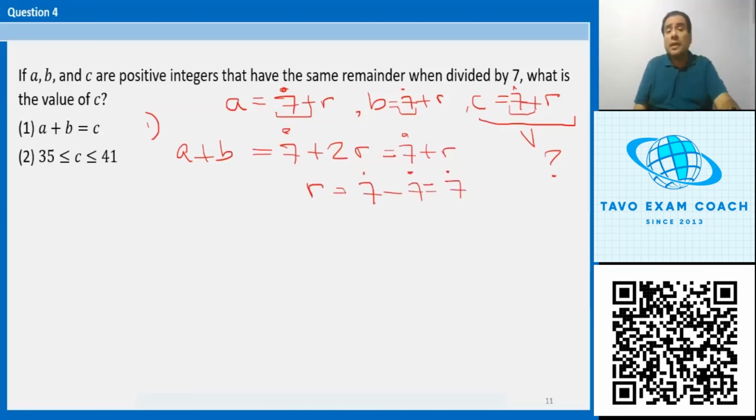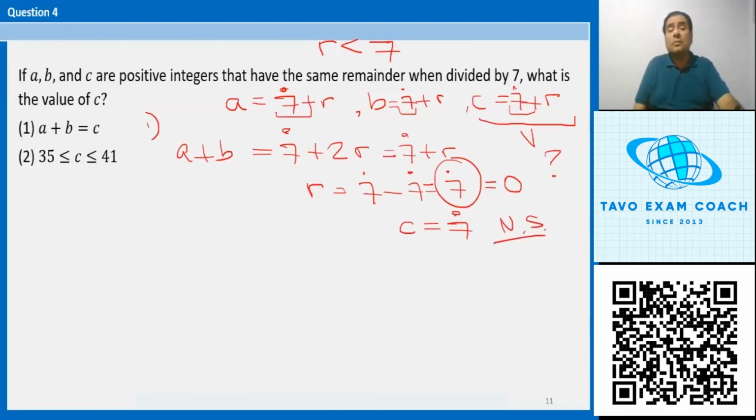But you know that the definition of remainder is a number that is less than 7. So for a multiple of 7 that is less than 7, the only possible value could be 0. So from this we know that the number we are looking for is just a multiple of 7, but we can't tell which one. So it's not sufficient.